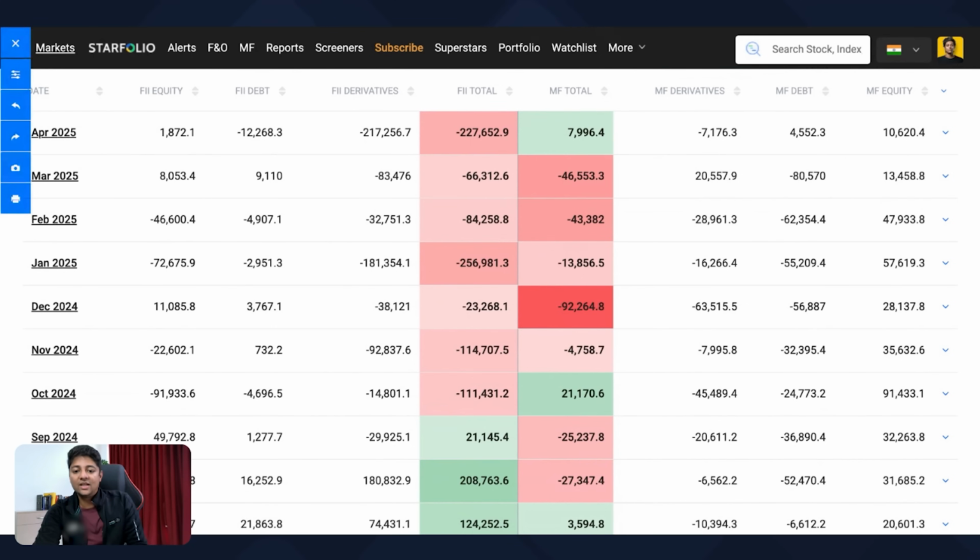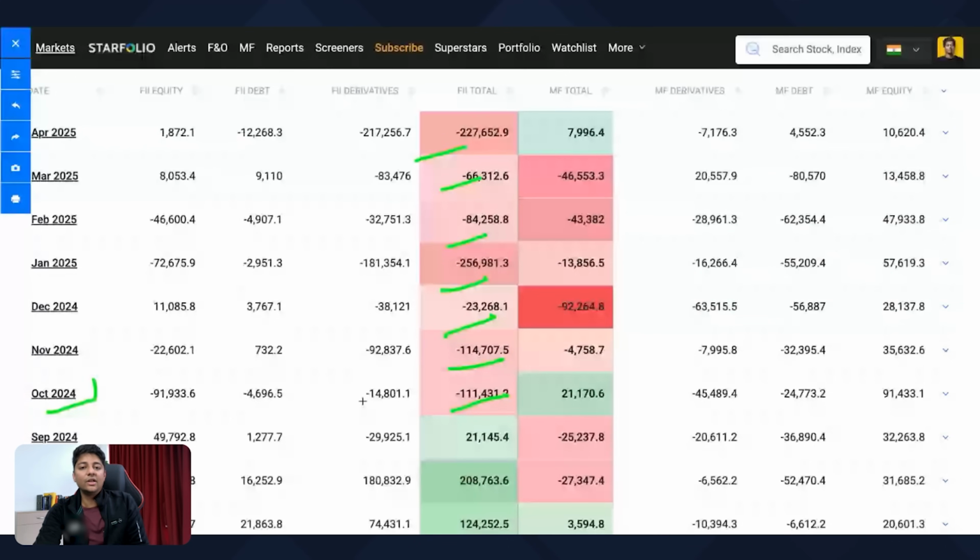For example, if you see over here, since October 2024, the warning signs were there. They exited. Now they gave us the warning sign here. Even if you had taken the positions out, if you had gone into cash a little bit more, saying, why are the FIIs exiting so much? Something must be wrong, right? And they don't come back so easily because they've just exited.